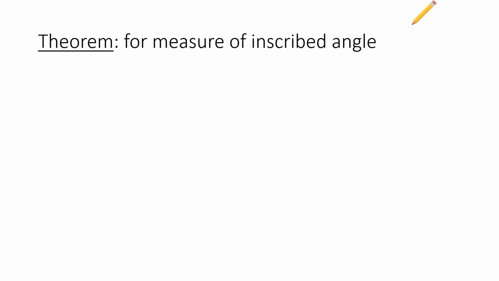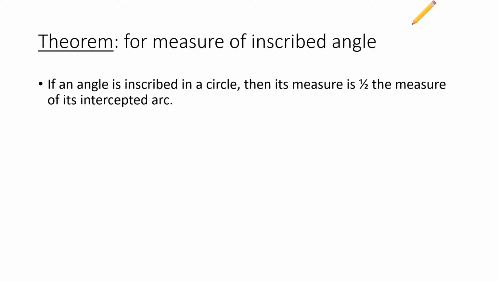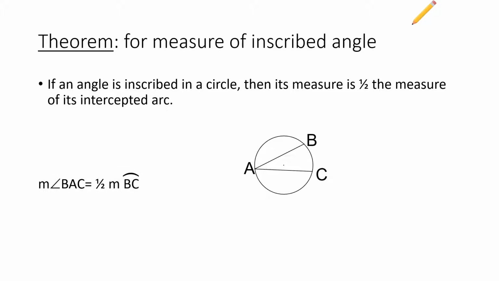The theorem that we want to talk about, knowing inscribed angles and intercepted arcs, is the theorem for the measure of an inscribed angle. If an angle is inscribed in a circle, then its measure is half the measure of its intercepted arc. So given the circle, where the angle BAC is the inscribed angle and the intercepted arc is BC, we're saying the measure of angle BAC, or the measure of this angle, is going to be equal to half the measure of the arc BC in degrees. That's an important theorem that we need to know.